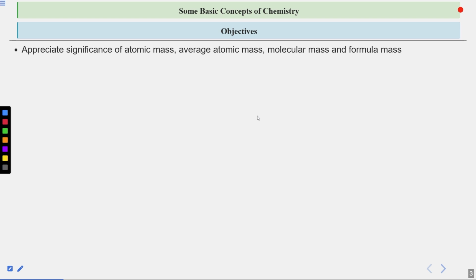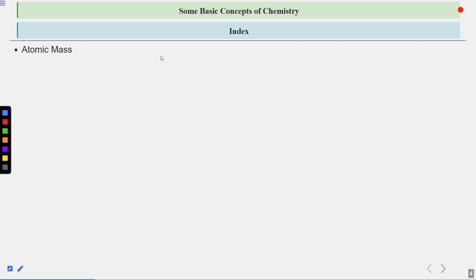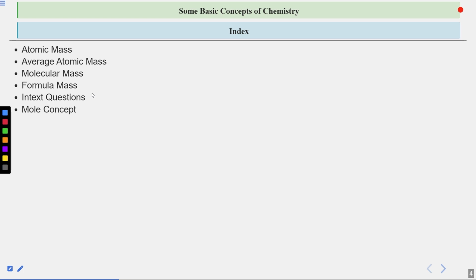Today's objective would be covering atomic mass, average atomic mass, molecular mass, and formula mass. Then we will try to understand a very basic and also a very crucial concept of chemistry, which is mole, along with the molar mass. If I break it into an index, first we have atomic mass, then average atomic mass, molecular mass, and formula mass. Then we will cover an in-text question related to these concepts, and in the next part, we will cover the mole concept and the molar mass.